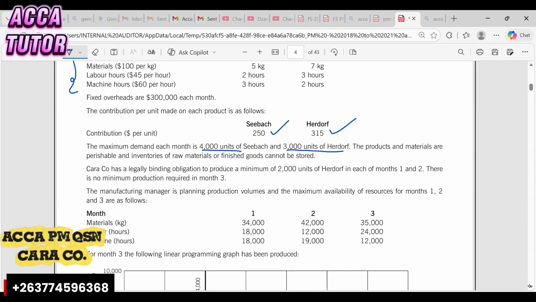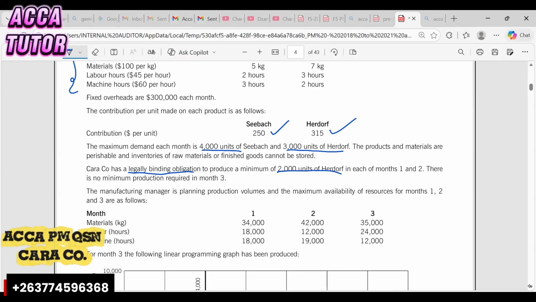Cara company has a legally binding obligation to produce a minimum of 2,000 units of head of in each month. So there is a legally binding obligation. When there is a legally binding obligation, no matter we have done an optimal production plan where we do the rankings, you would have to realize that even if this particular product, maybe the head of, is the last one to be produced, because there is a legally binding contract, we need to produce it, whether it has got the contribution per limiting factor which is lower than the rest. It has to be given prominence.